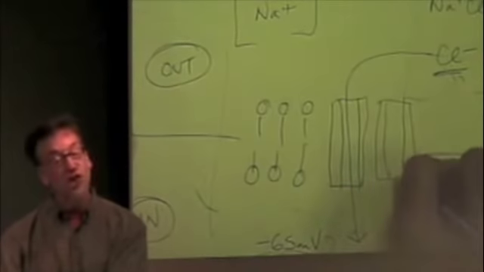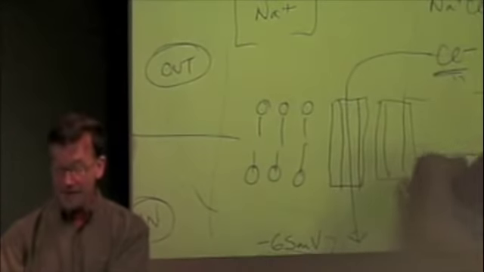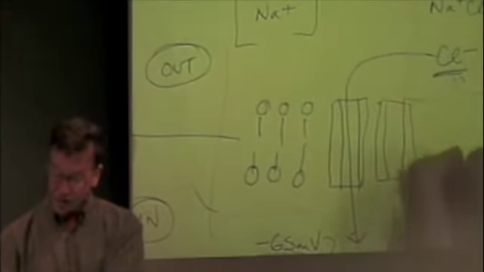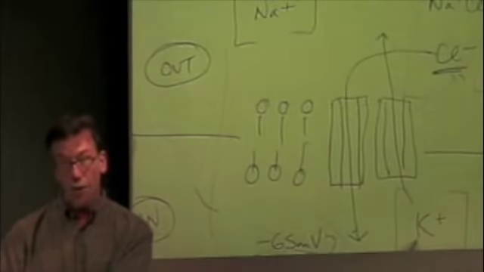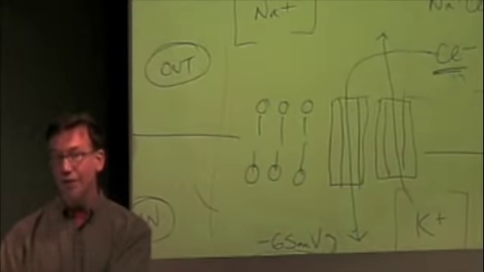If you open more channels that allow potassium to flow through, potassium will flow out, and you're taking positive charge away from the inside, right? So you're going to go from minus 65 to around minus 80. You're going to hyperpolarize the cell this way too.